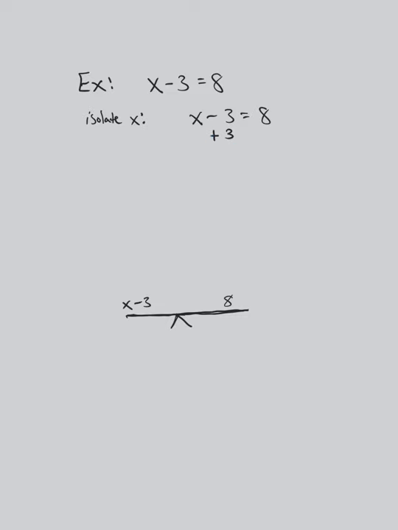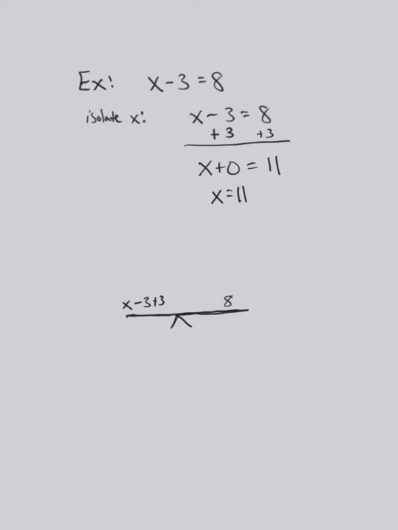But what just happened? I added 3 over on the left side. So right now, my seesaw just got tipped to the left. So what do I need to do to get it rebalanced? I also need to add 3 over on the right side, like that. And so I get x plus 0. I'll write it for our first example. So we get x plus 0 is equal to 11. But remember, 0 plus anything is itself. And so I just end up with x is equal to 11.